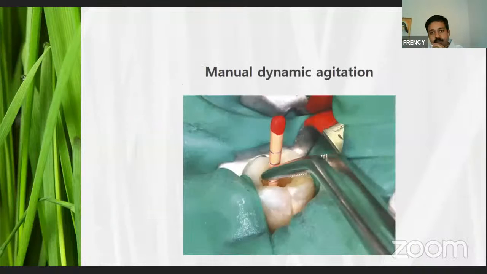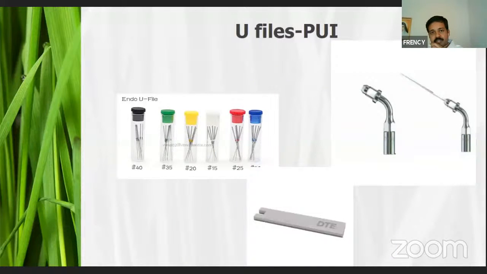Manual dynamic agitation is one of the cheapest ways of doing agitation. You can use your master cone 1 mm short of the working length, or trim 1 mm of your master cone to agitate the irrigation solution. It will help the flow of irrigant into the apical region. So it is one of the must-do techniques to agitate the irrigation solution.